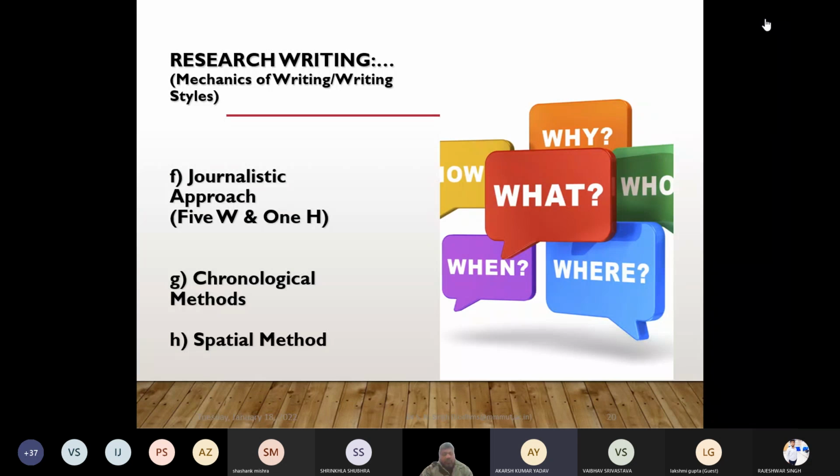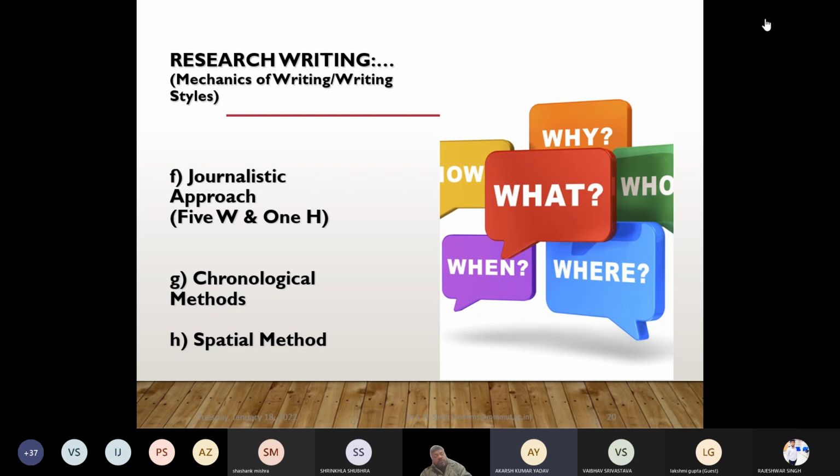Are you aware of it? Could you understand it? Please confirm from your side. अगर आपकी राइटिंग में इन सारी चीजों के जवाब दे दिए गए 5W क्वेश्चन के और 1H के, when you are talking about where, when, what, why, who, clear? So your writing is journalistic. You have developed a journalistic approach of writing.